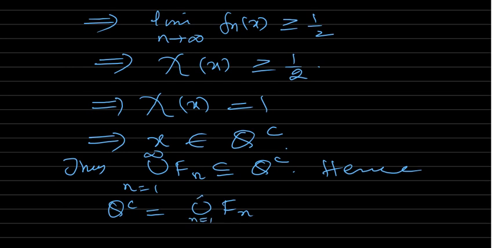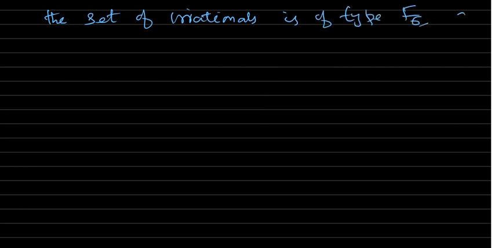Okay. So therefore Q complement, the set of irrationals, is an F sigma set, is of type F sigma. Therefore Q complement, the set of irrationals, is of type F sigma. A contradiction, because we know that the set of irrationals is not of type F sigma. So a contradiction, as required.